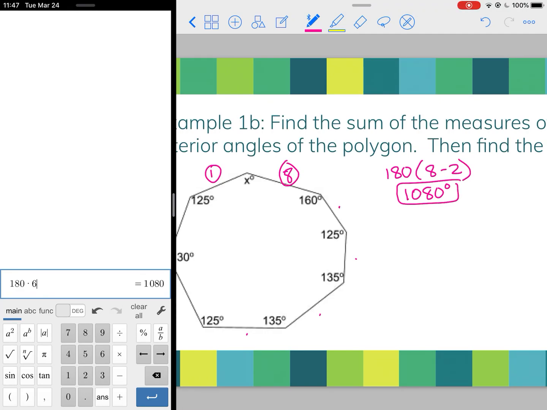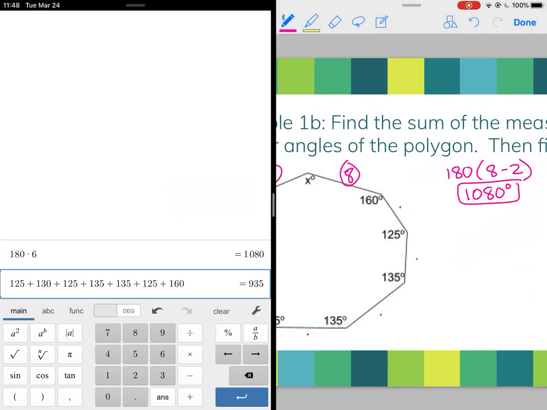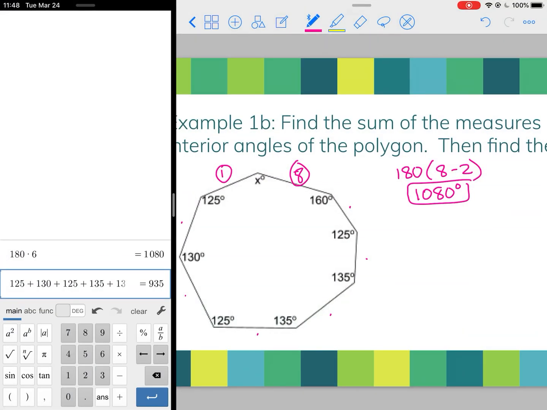And then I'm going to find the value of x. I'm going to add up these other angles. So this is 125 plus 130 plus 125 plus 135 plus 135 plus 125 plus 160. I'm just going to bring this out here and make sure I typed in all 7 of those numbers, and I did. So the sum of those angle measures is 935. This equation will be x plus 935 equals 1080. So I'm going to subtract 935 from both sides.